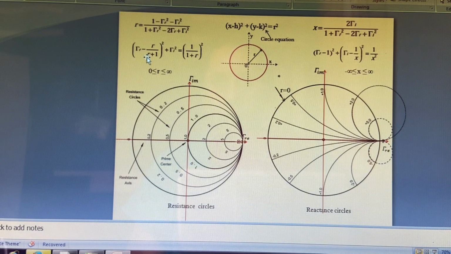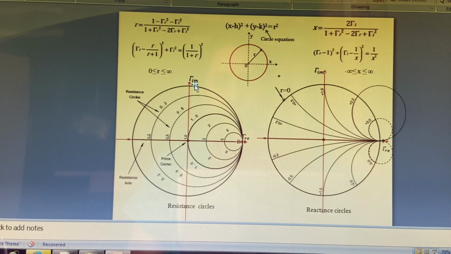For every value of resistance, there is a circle, similar to here. For every value of h comma k, we can have different circles. They take a circle position depending upon the center of the circle, that means the values of h and k. Similarly, here for every value of r, the center changes and the radius also changes. So for every value of r, there is a circle on the Smith chart like this.